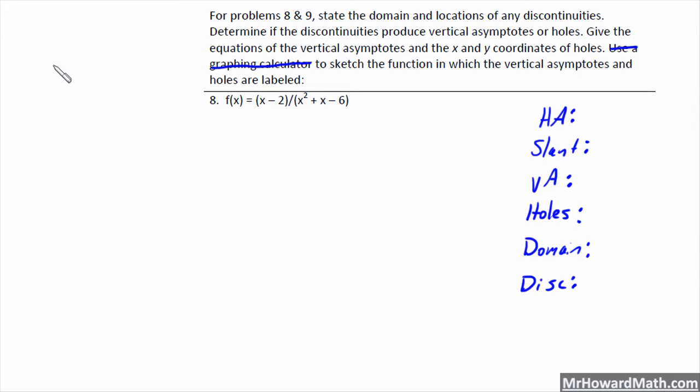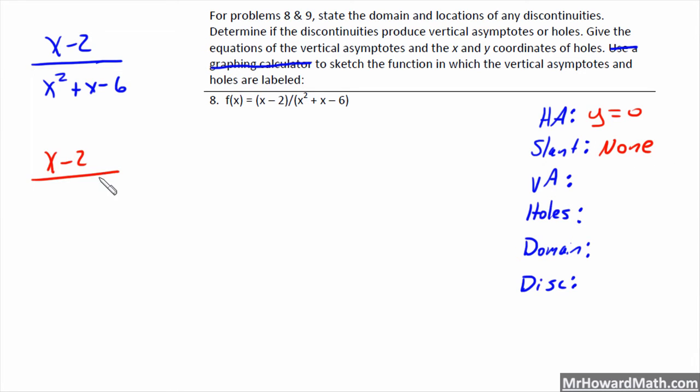So it starts this way, x minus 2 over x squared plus x minus 6. So it is bigger on bottom. The exponent is 2 on the bottom, 1 on the top, bigger on bottom. So that's a horizontal asymptote of y equals 0. Since we have a horizontal, we don't have the slant, so none there. We need to fully factor next, so x minus 2 over, that would factor to x plus 3, x minus 2. All right, so factors that cancel give us holes.